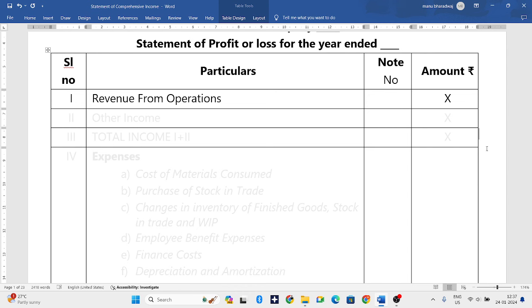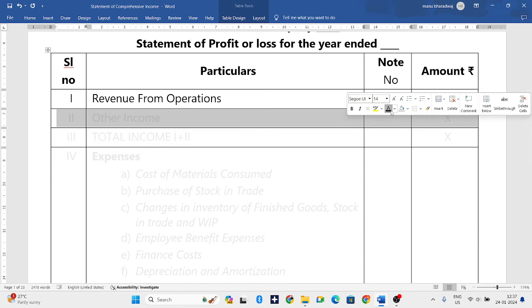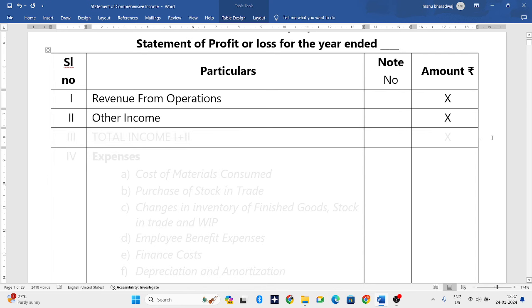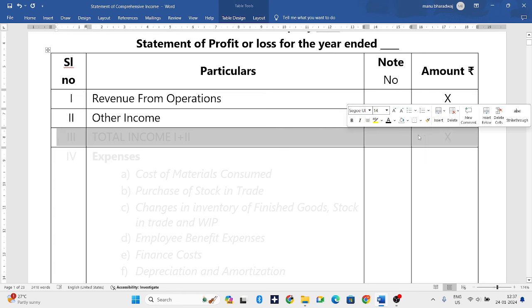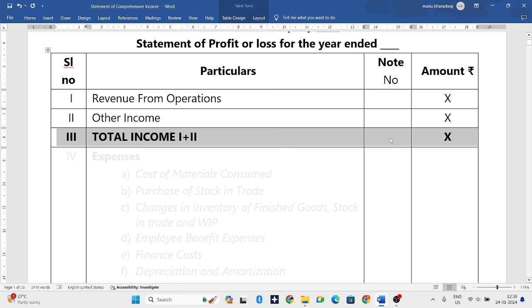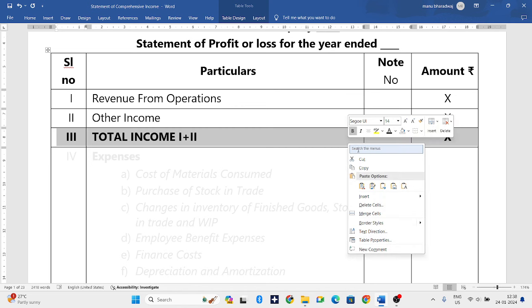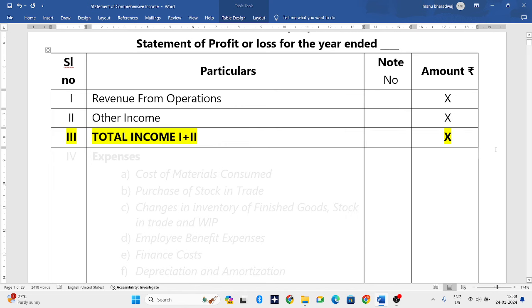Mostly revenue from operations is nothing but sales only. For that you need to add other income. Any other income mentioned in the question has to be added. This plus this will give you the third serial number, that is total income. So revenue from operations plus other income will give you total income.